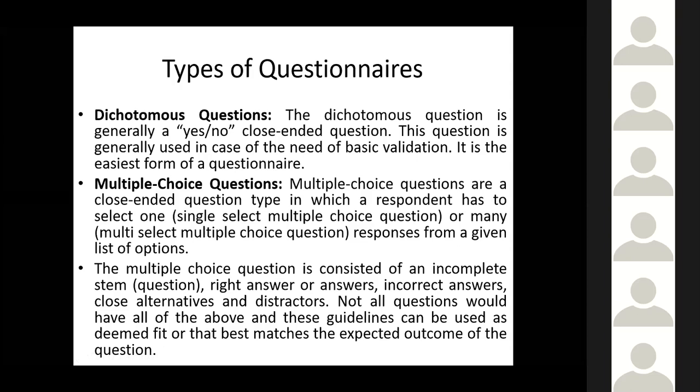So the multiple choice question also consists of what? An incomplete stem. That's the question. Right answer or answers, incorrect answers, close alternatives, or distractors. All of these are added to the options and allow the respondents to choose one of them. Not all questions would have all the above, and these guidelines can be used as deemed fit or that best matches the expected outcome of the question. So sometimes they are matched with other wrong answers, and then you are allowed to choose one from them.